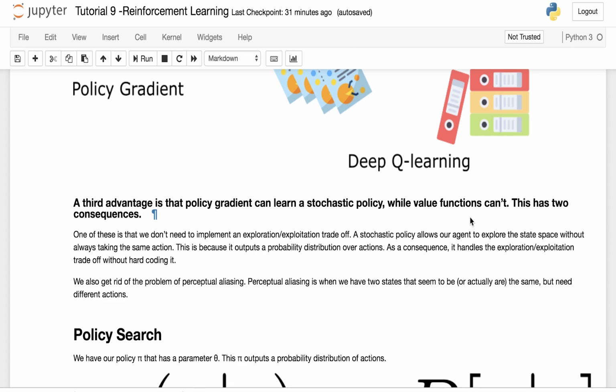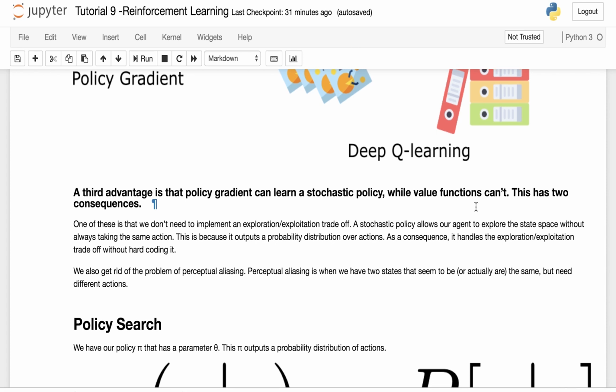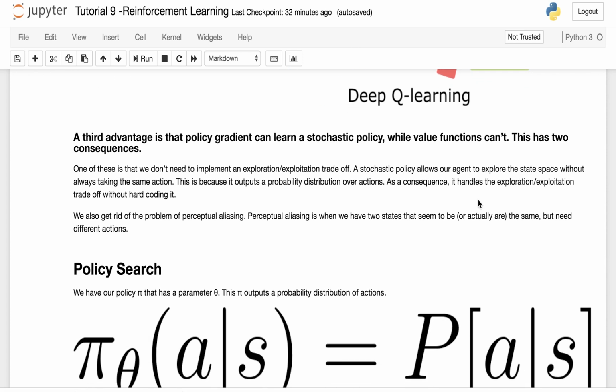As a result, we handle the exploration trade-off without hard coding. By exploration-exploitation, mostly what we mean is that we have a policy which we currently believe to be the best, but we don't necessarily take the optimal action in a certain state. We try to take other actions in order to improve our statistical estimation of which action is best. So the fact that we have a stochastic policy means your action is stochastic.